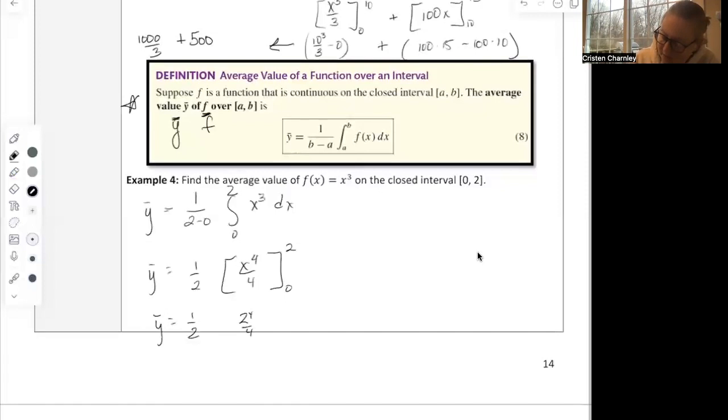2 to the 4th over 4 minus 0 over 4. 2 to the 4th is 16 over 4. So that's 4 minus 0. So our final answer is 2.